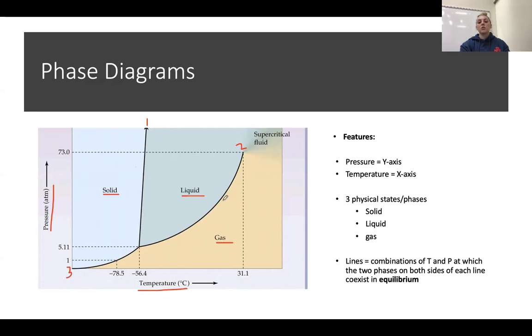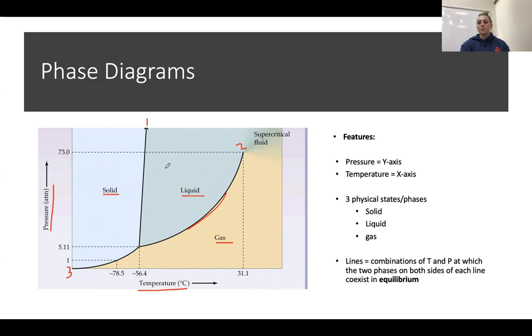But what those lines actually mean is a combination of temperature and pressure at which the two phases on both sides of each line coexist in equilibrium. So these lines, simply equilibrium, just remember that. Those lines mean equilibrium. And then I'll talk about it a little bit later, but I just wanted to show you that these lines also separate the phase changes.